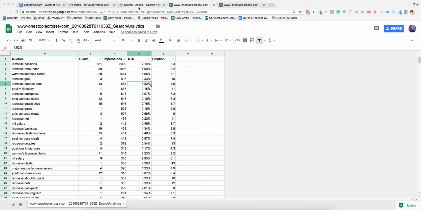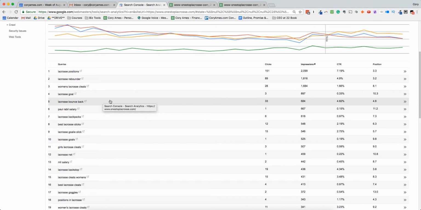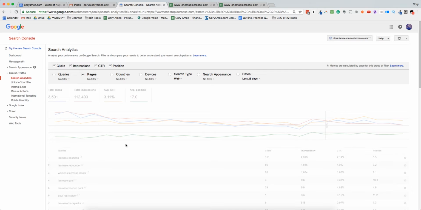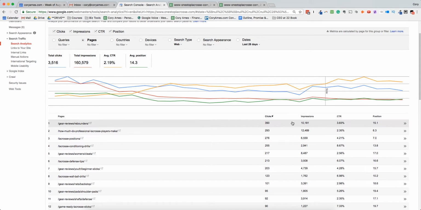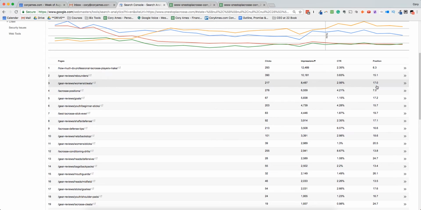The next way we can look at this is by pages, to see the entire opportunity for one single page. So with that, we would want to go from queries to pages. You can make sure you have all the other things selected as well. Then we're going to sort by impressions here once again, and again, we're going to be looking for that same sort of data.